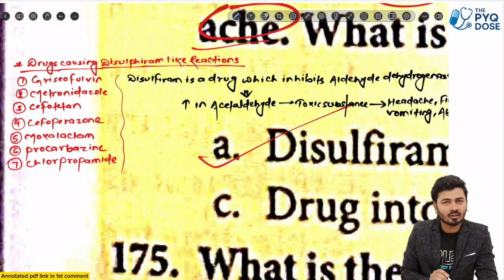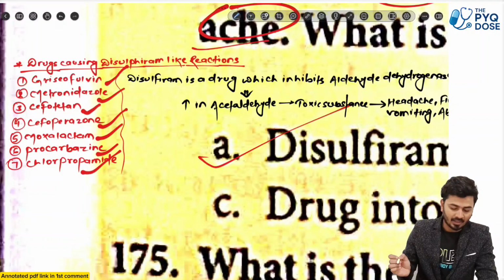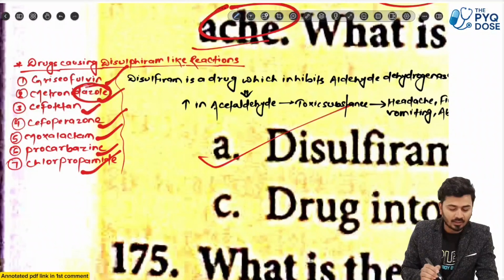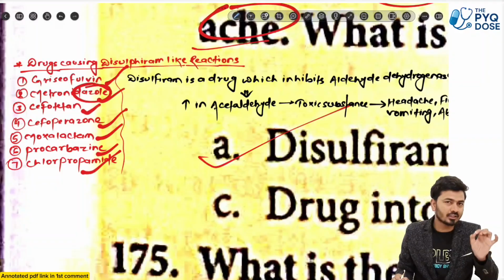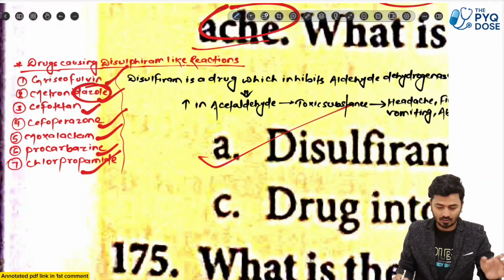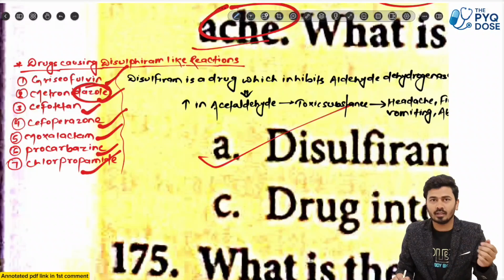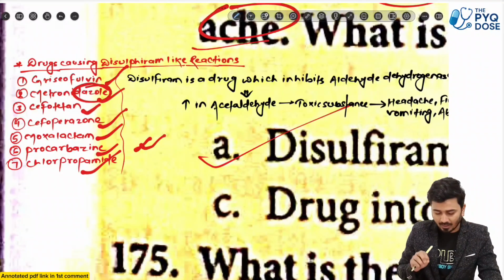The drugs that cause disulfiram-like reactions are griseofulvin, metronidazole, cefotetan, cefoperazone, moxalactam, procarbazine, and chlorpropamide. Metronidazole is what we have in the question, and all these drugs will cause the disulfiram-like reaction. So just remember, any of these drugs can be given and the symptoms will accompany what we have just read in the question. So this will go towards disulfiram-like reaction.